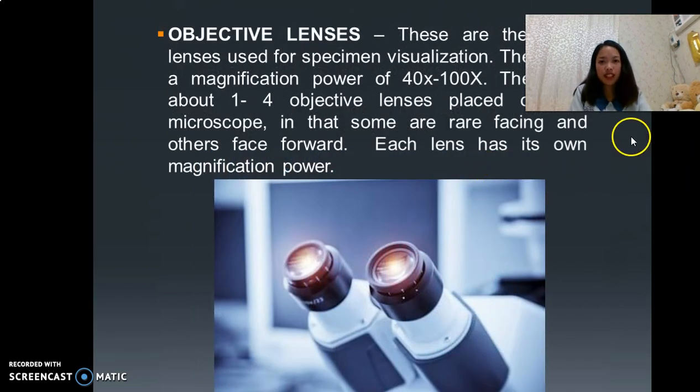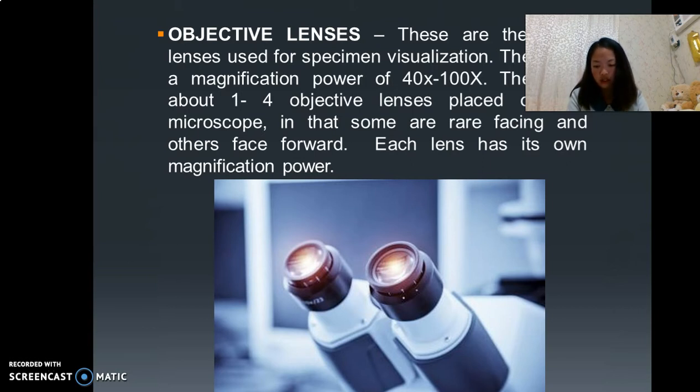Objective lenses. These are the major lenses used for specimen visualization. They have a magnification power of 10 times to 100 times. There are about 1 to 4 objective lenses placed on one microscope, in that some are rear facing and others face forward. Each lens has its own magnification power. The objective lenses combine with the eyepiece lens to increase magnification levels.